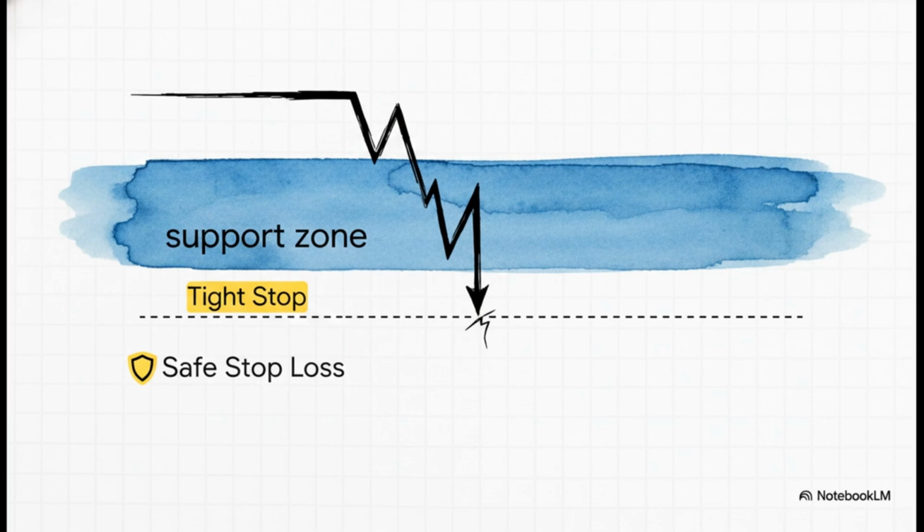Actually, an advanced technique for highly volatile markets is to use an indicator like the average true range, or ATR. That lets you mathematically calculate exactly how much extra breathing room you need based on that specific day's market chaos.